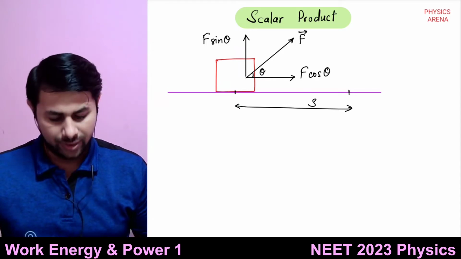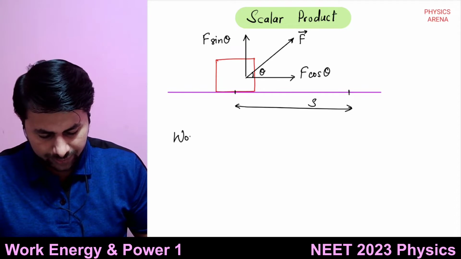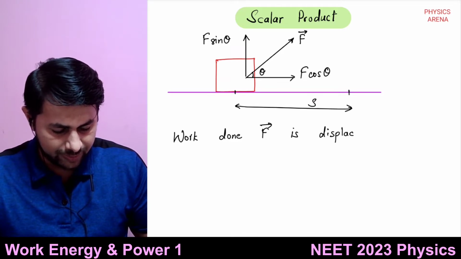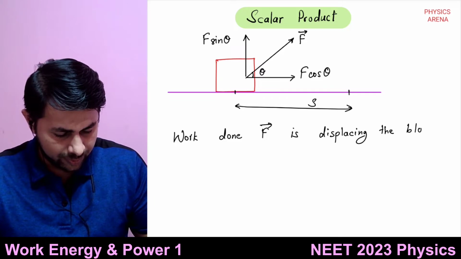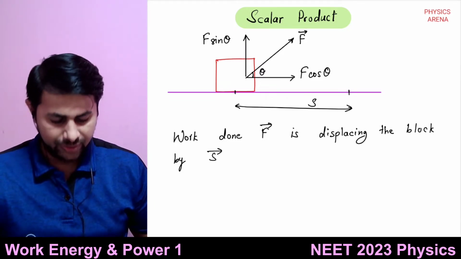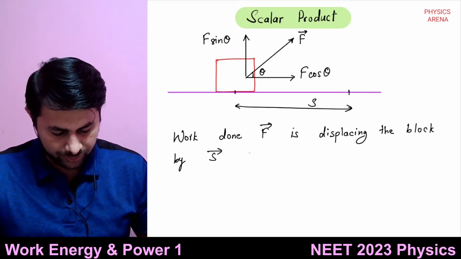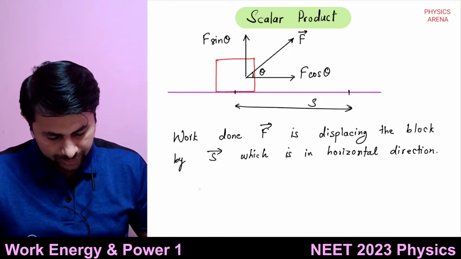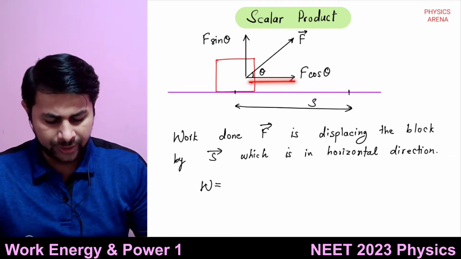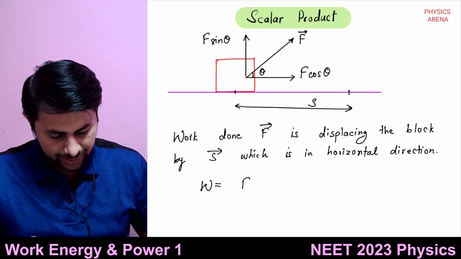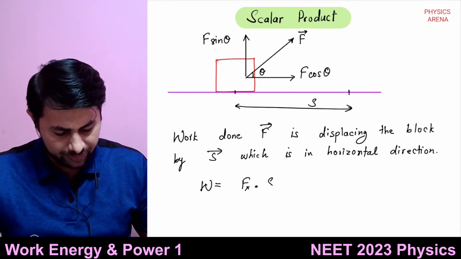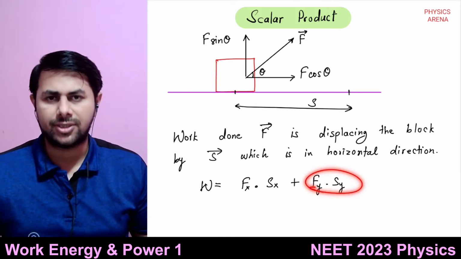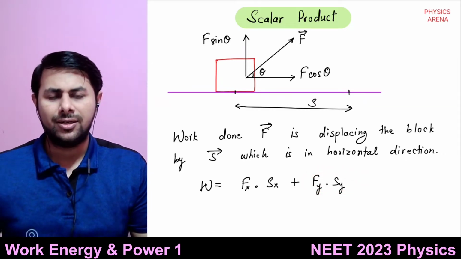So now I want to write down the equation for work done. Work done by this force F bar in displacing this block by displacement S bar, which is in horizontal direction. So I can say that work done is equal to work done by this component plus work done by this component. So it is Fx multiplied by displacement in x direction, Sx, plus Fy multiplied by displacement in y direction. So displacement in y direction is equal to 0. Okay, so displacement is only in x direction.